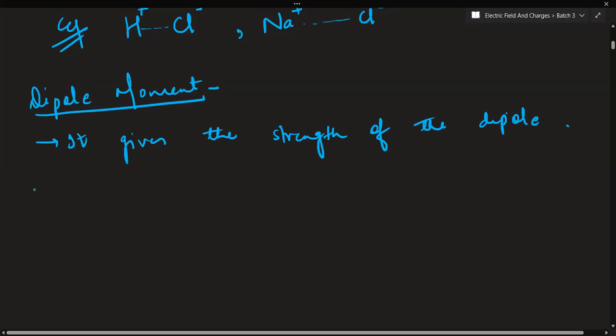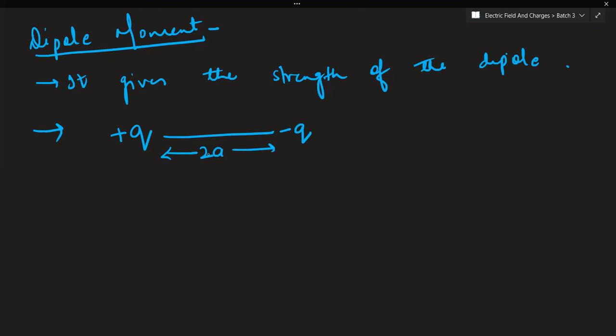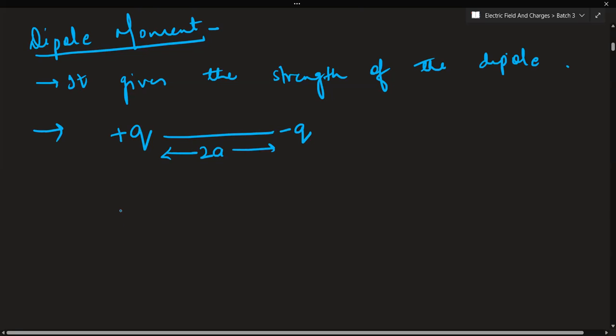Now, how is it calculated? Dipole moment, how is it calculated? See, ideally what do we take? We have taken a positive charge and a negative charge, and by convention we have assumed that the separation between them is 2a. It could have been a, but we have taken it as 2a because by convention it is set that the separation between the charges for a dipole is taken as 2a. This has been taken. Now, how to calculate the dipole moment?